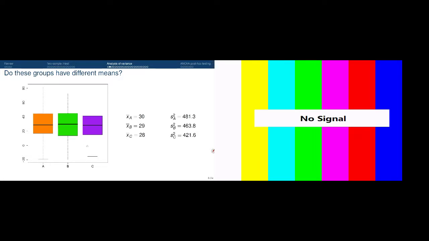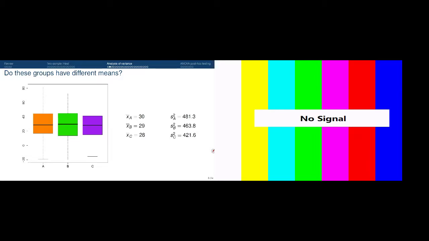Now if we've got three or more groups, then we obviously can't do a two-sample t-test. We need to use this testing procedure called analysis of variance. Now, looking at this slide, the black line on here represents the median, but let's just pretend it's the mean. Given that the distributions are fairly symmetric, the mean and the median are going to be very close to each other. So looking at these, does it look like the means for these groups are different?